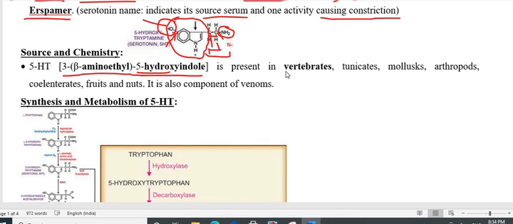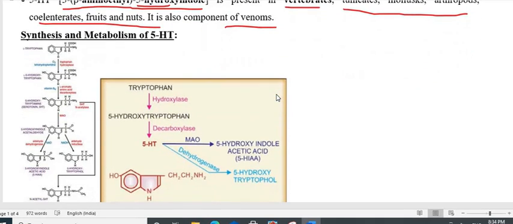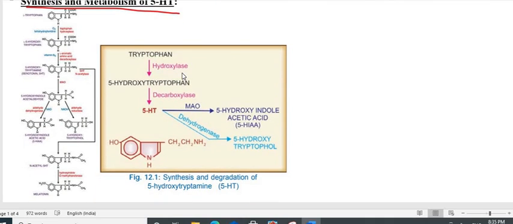As far as its presence is concerned, it is present in most of the species like vertebrates, like tunicates, like mollusks, like arthropods, like coelenterates, like fruits, like nuts, like venom. So its presence is concerned with many species that I have mentioned. Now we have to go through the synthesis as well as the metabolism of the 5-HT.